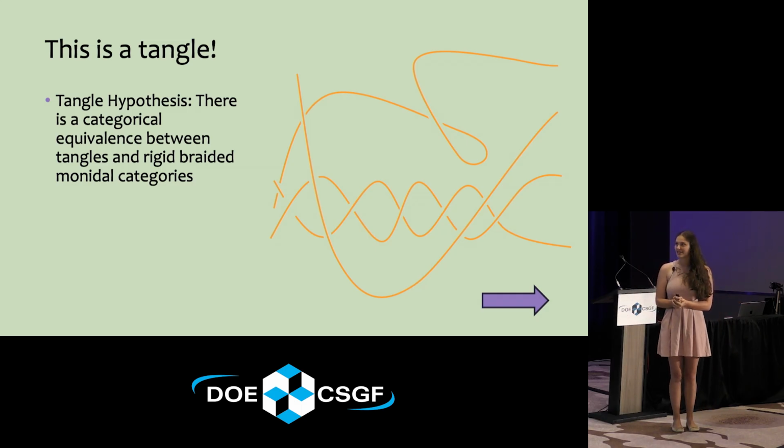called the tangle hypothesis, which is now not a hypothesis, I think. It was proved a couple years ago by my advisor, actually. And so this tangle hypothesis says that there's a categorical equivalence, so just think equal as equal can be, between rigid braided monoidal categories, a lot of adjectives. Hopefully by the end, you're more comfortable with what those adjectives mean, and tangles. So that means if we want to understand anyon systems, which kind of look like tangles, then we want to understand rigid braided monoidal categories.